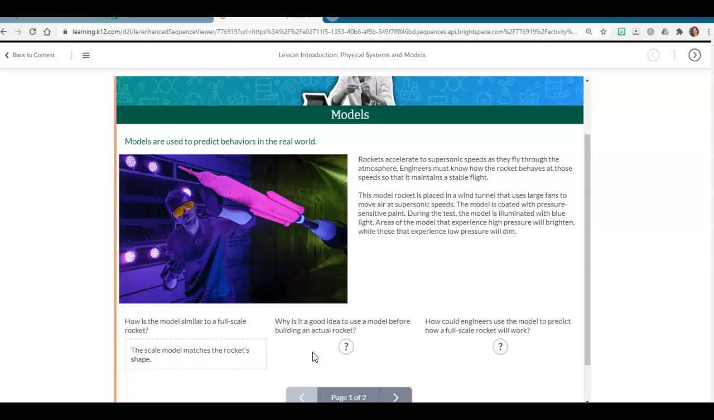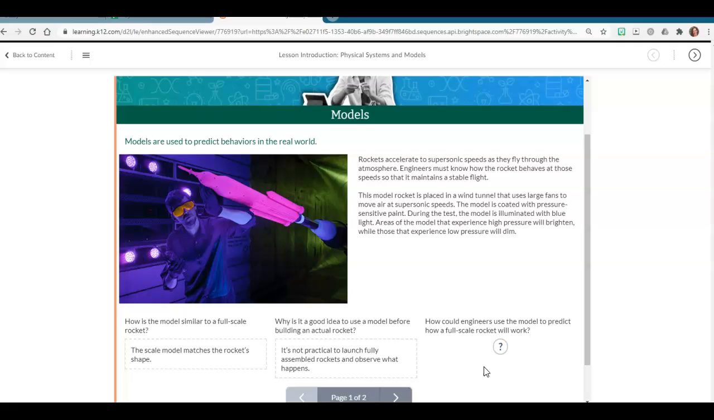Why is it a good idea to use a model before building an actual rocket? There are probably a lot of things you can think of. One, it's cheaper to test on a model before spending the money to actually build the full thing. It's also not practical to launch fully assembled rockets and observe what happens. So we definitely want to use a model first to troubleshoot.